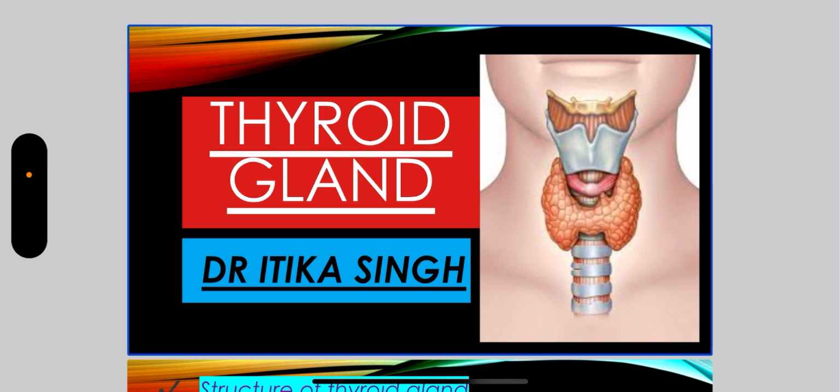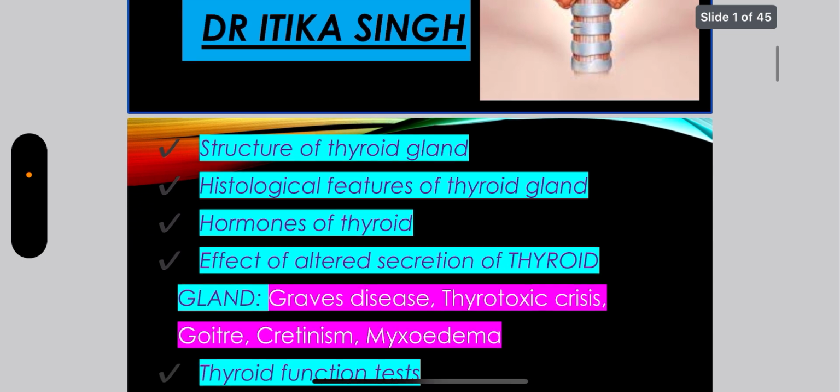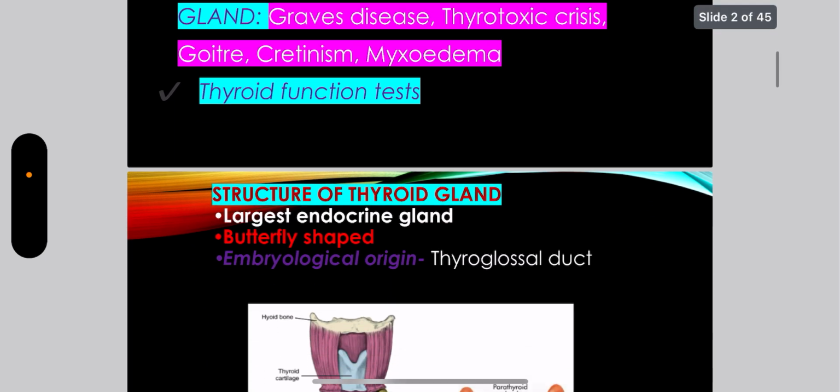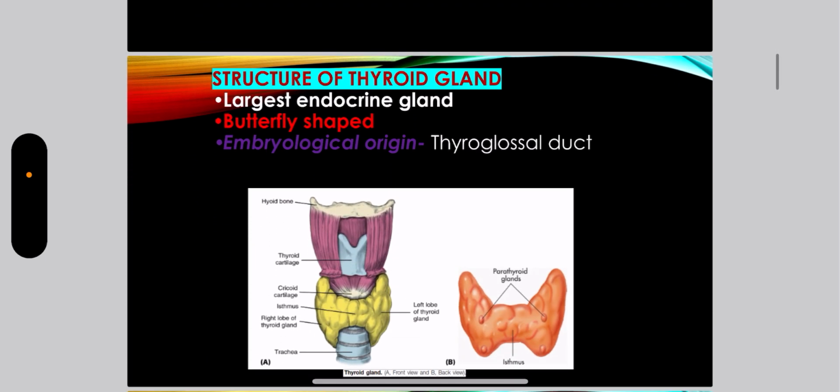Hello everyone, let's begin with thyroid gland. We shall be discussing the structure of thyroid gland, histological features, hormones secreted by this gland, and the effect when the secretion from thyroid gland becomes altered. It can lead to Graves' disease, thyrotoxic crisis, goiter, cretinism, myxedema, and thyroid function tests. So today we will talk about the structure of this gland.